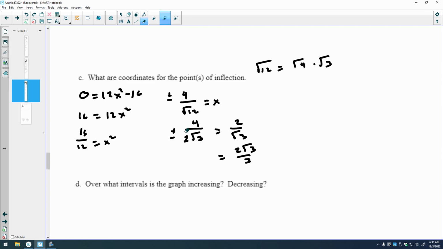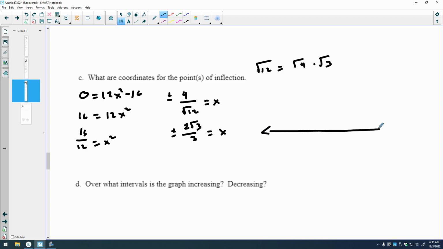Now that you've seen it, I'm going to erase it. Just jump to the chase to save room. So this becomes plus or minus 2 root 3 over 3. Those are my two possible points of inflection. So I have the -1 over here, and I have the +1 over here.